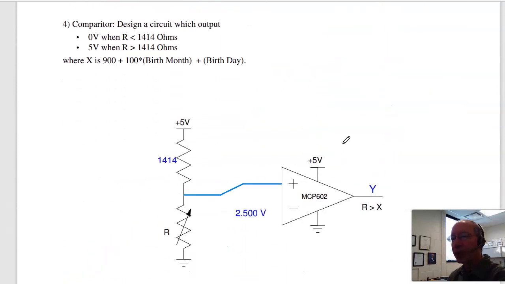Problem 4 is design a comparator that turns on and off at 1414 ohms, or X. So what I did is I chose this resistor. This is kind of arbitrary. I chose it to be 1414 ohms. That makes the voltage right here 2.5 volts. So that's my offset. When the resistance gets higher than 1414 ohms, I want the output to go high. So when the resistance goes above that, voltage goes above 2.5 volts, I want the output to go high, so connect with the plus input. So that'd be your circuit.